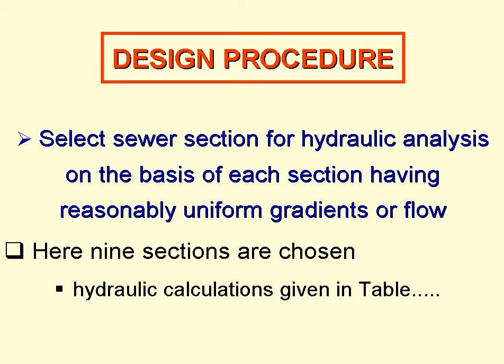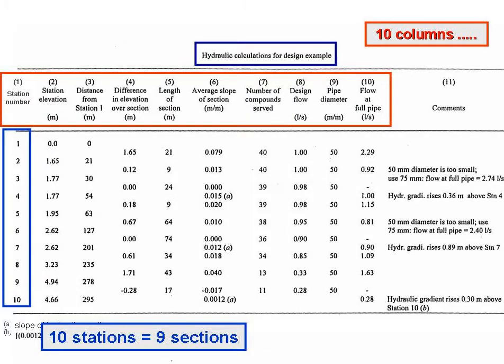And this is the design procedure we use. We select sewer sections for hydraulic analysis on the basis of each section having reasonably uniform gradients or flows. Here we've chosen 9 sections, and the hydraulic calculations are given in this table. We have 10 stations, so therefore we have 9 sections, and our calculations are done in 10 columns, and I'm now going to describe each of these columns in turn.